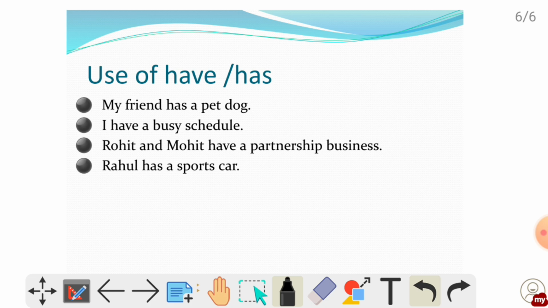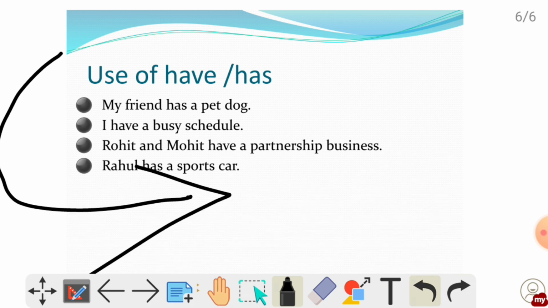My friend is singular, so has. I will get the have. You will again get the have. If it is plural, like Rohit and Mohit have, but Rahul singular, so has. This is a simple rule of using have and has, and that's how you can speak about daily life things. You can speak about habitual truths or universal truths. I hope you have learned that perfectly.